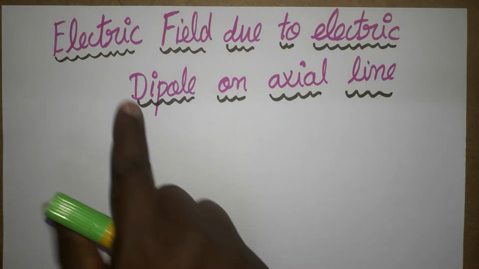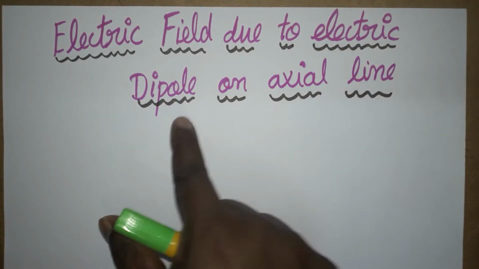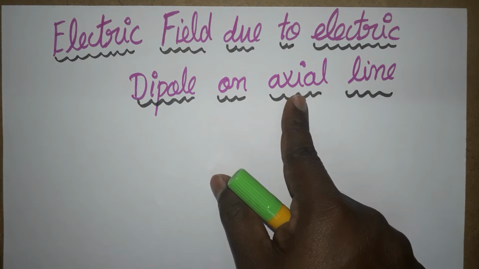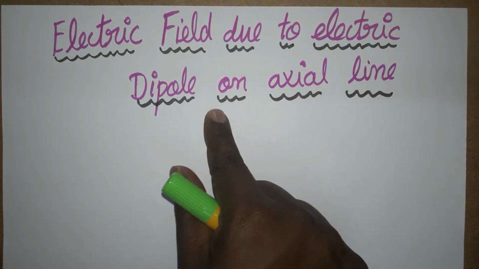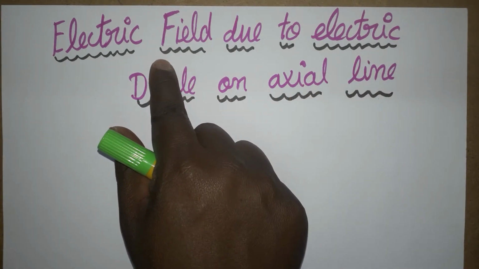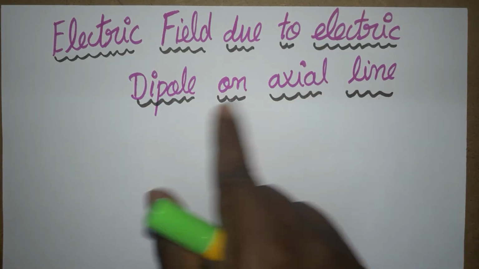Hello students. Today we are going to learn the electric field due to an electric dipole on the axial line. First we'll learn what an electric dipole is, then what an electric field is, then the electric field due to an electric dipole at an axial line.